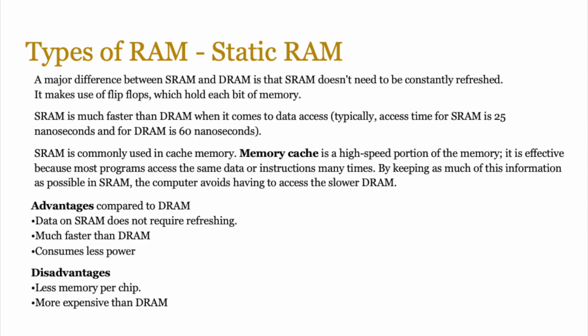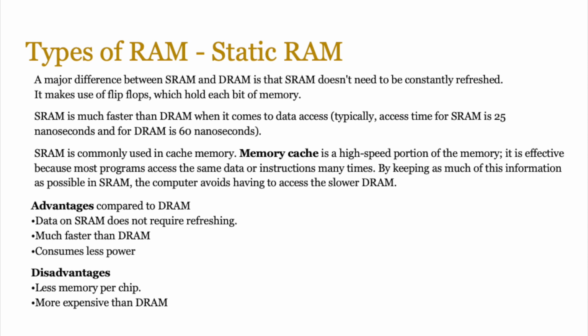The second type of RAM is called static RAM or SRAM, and a major difference between SRAM and DRAM is that static RAM does not need to be constantly refreshed. SRAM makes use of flip-flops which hold each bit of memory. Now you'll study about flip-flops in a bit more detail at A level. However, as a result, SRAM is much faster than DRAM when it comes down to data access. Typically, access time for SRAM is 25 nanoseconds and for DRAM is 60 nanoseconds.